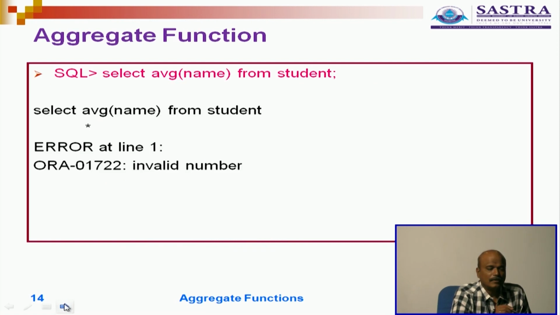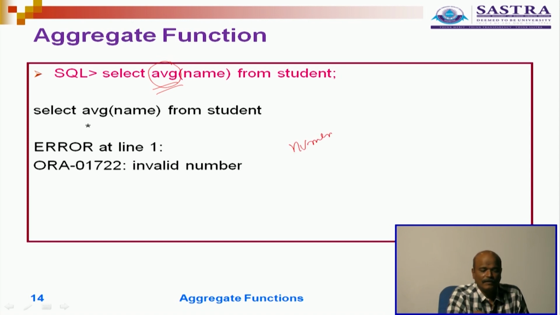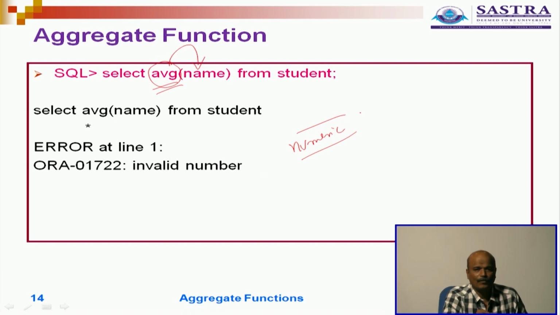With respect to AVG, at the time of explaining the AVG function, there is one constraint associated with it. This AVG function will work only with a numeric field. So you may ask a question: suppose you apply this AVG function to a non-numeric field, what will be the output?